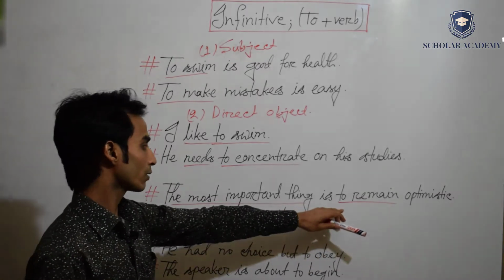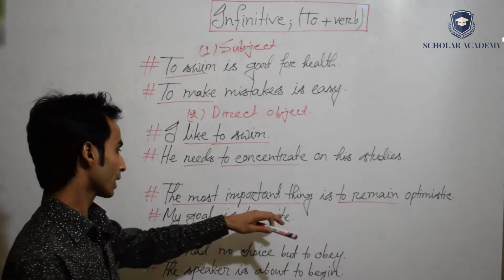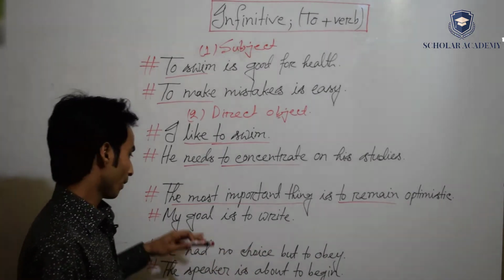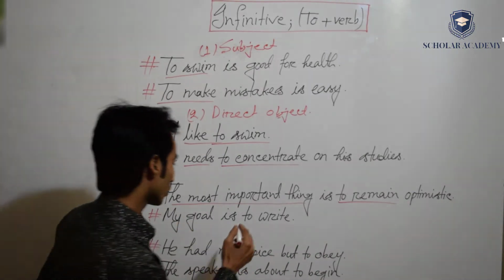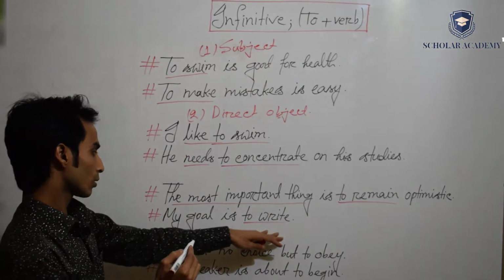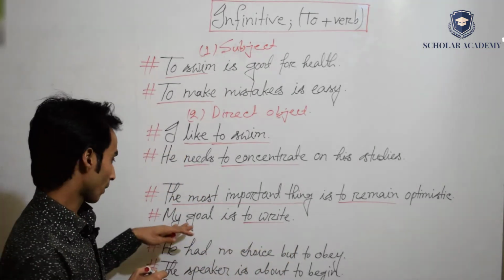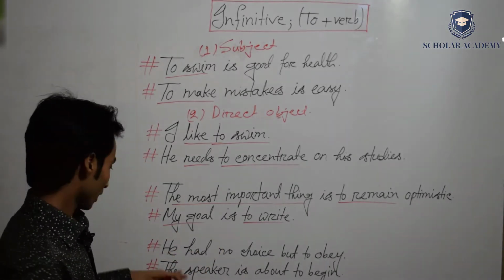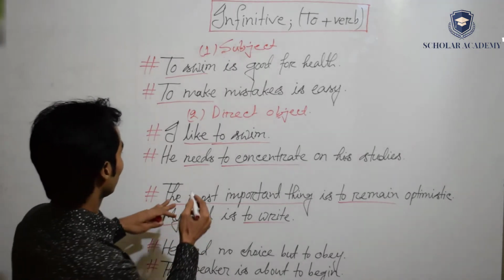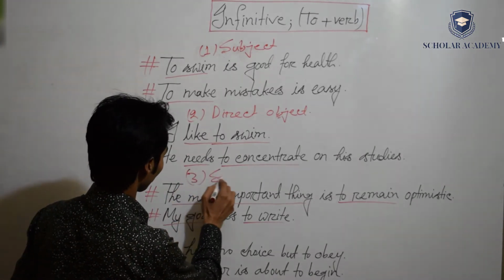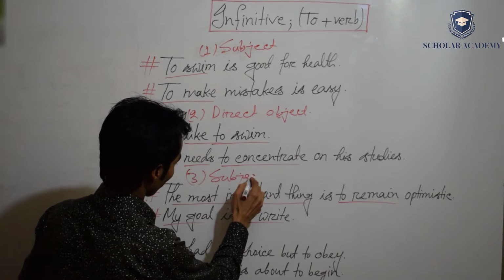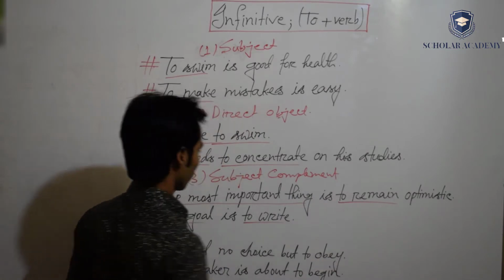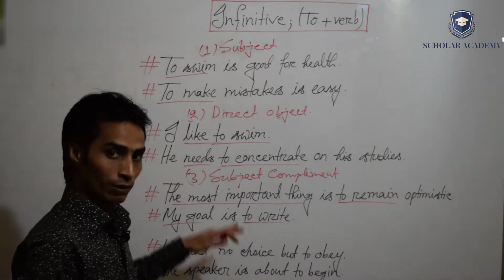So infinitive can be used as the subject complement in a sentence. My goal is to write. So my goal is what? My goal is to write. Here it is also an infinitive, and it is used as the subject complement.